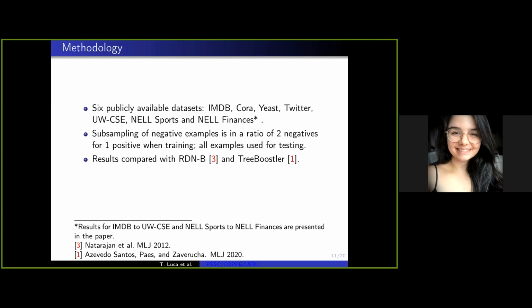And we subsample negative examples in a ratio of 2 negatives for 1 positive when training, and we use all examples for testing. We compare our results with learning from scratch.